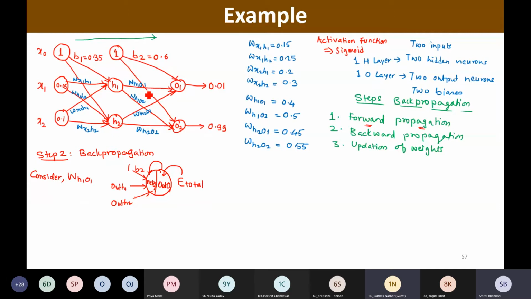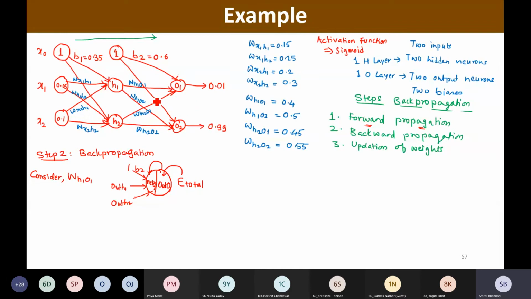Ma'am, here we should consider each error. Why are we taking the total error? Means the error for the two outputs is different. Then why? Yes, see, I'm going to demonstrate it.